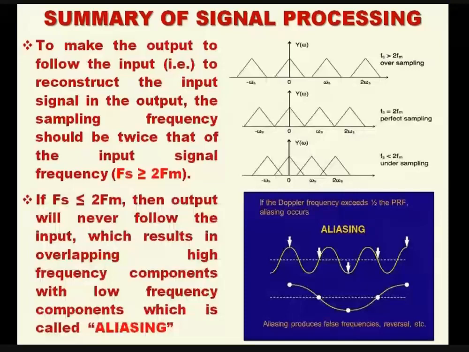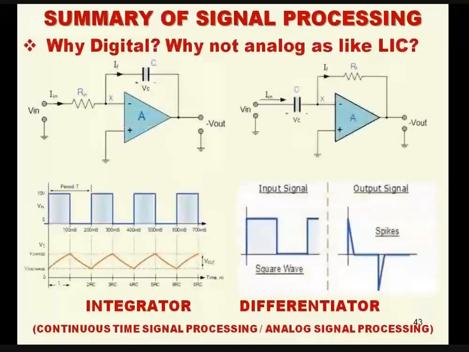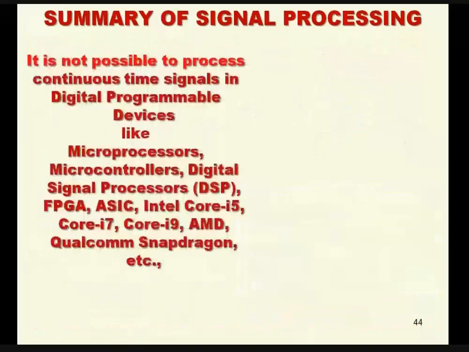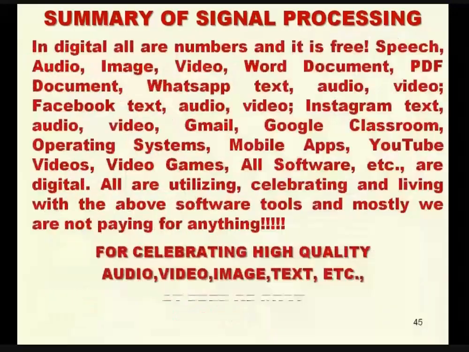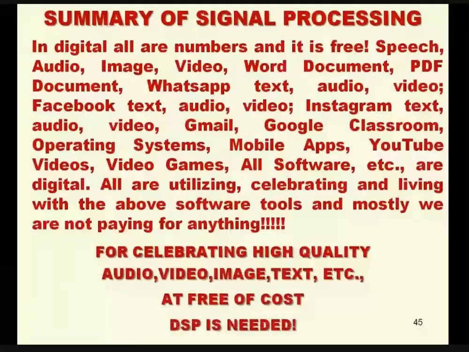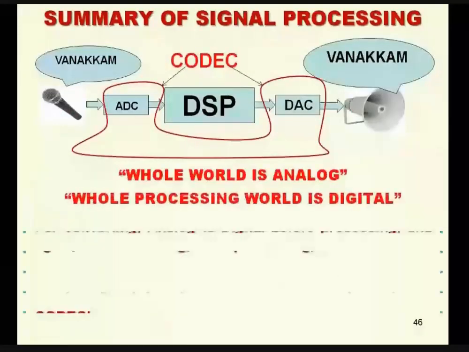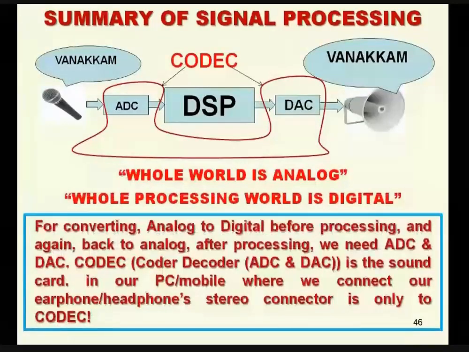The Nyquist sampling theorem is the next requirement. And we talked about why digital: integrators and differentiators are not possible in analog because math errors come in, and to celebrate high quality audio and video at free of cost, DSP is needed. The whole world is analog and the whole processing world is digital, and we need an ADC and DAC, which is the codec, as we have discussed.